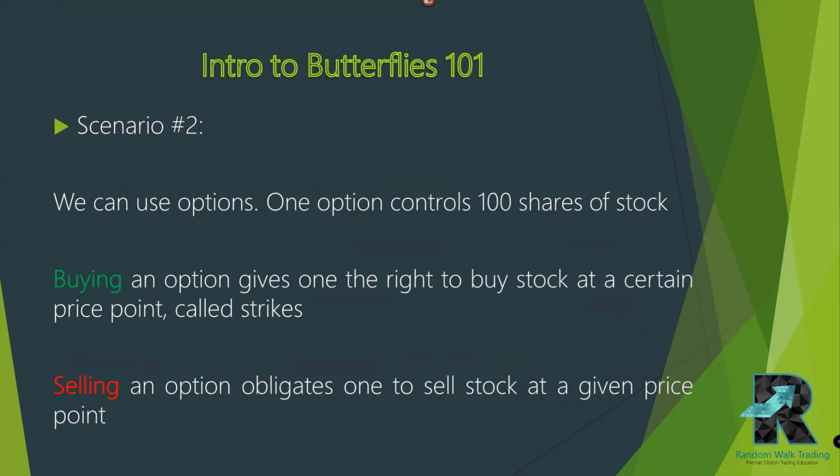So from a very basic beginner level here, we can use options instead of buying stock. One option controls 100 shares of stock. Buying one option gives you the right to buy stock at a certain price point called a strike. Likewise, selling an option obligates one to sell stock at a given price point. So you can sell it, but you're obligated to deliver stock at that particular point. And there's all kinds of different reasons why you might want to do one or the other or both, which is what we're going to be talking about tonight.